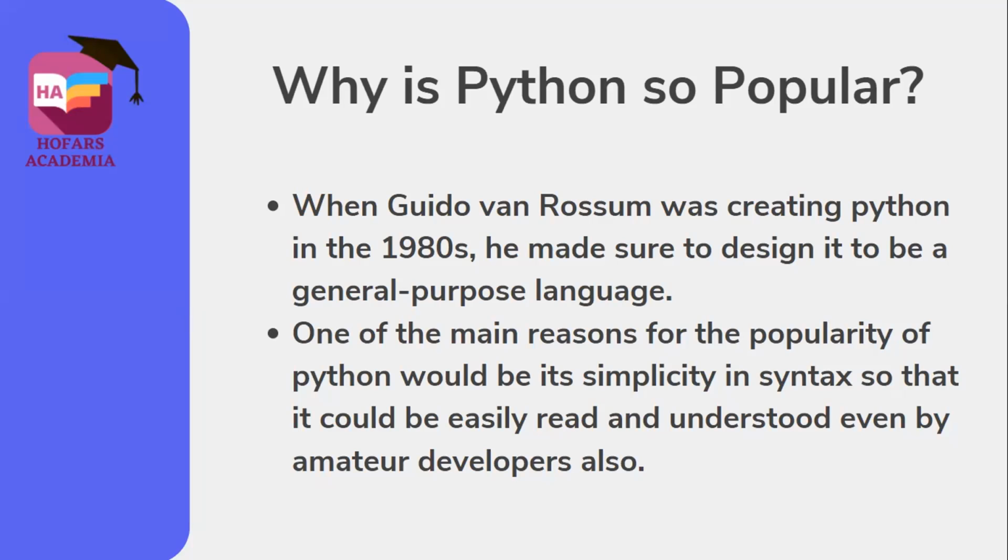One of the main reasons for the popularity of Python is its simplicity in syntax, so that it can be easily read and understood even by amateur developers. If you compare other programming languages like C, C++, PHP, or Java, the syntax is too hard to learn. One can switch from those languages to Python, but one can't switch the other way, because Python is so good and is a general purpose language that you don't need to switch to any other language.